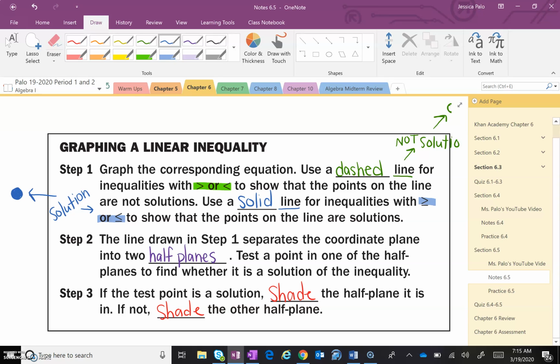Step 2 would be to actually draw your line. From step 1, draw the line, and you will be separating your graph into two half planes. It won't be directly in half, but it will be called a half plane. Then you are going to use a test point, which you will see in our next example. You are going to use this test point to determine which half plane contains all the solutions of the inequality. And step 3, once you determine which side of the line contains the solutions, you are going to shade that side.